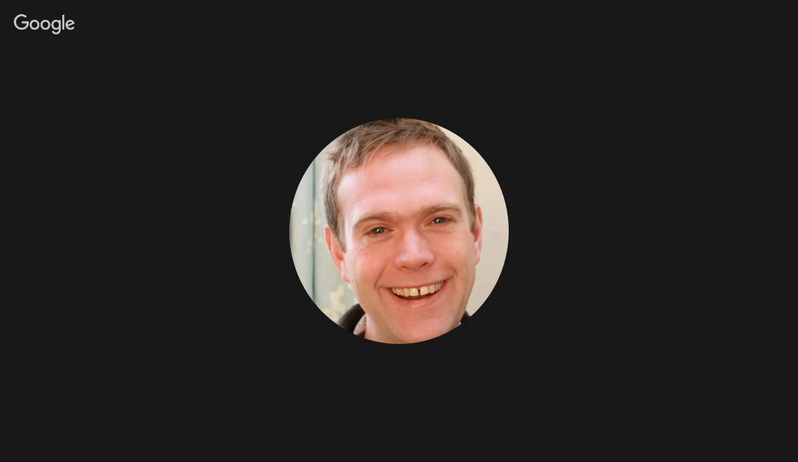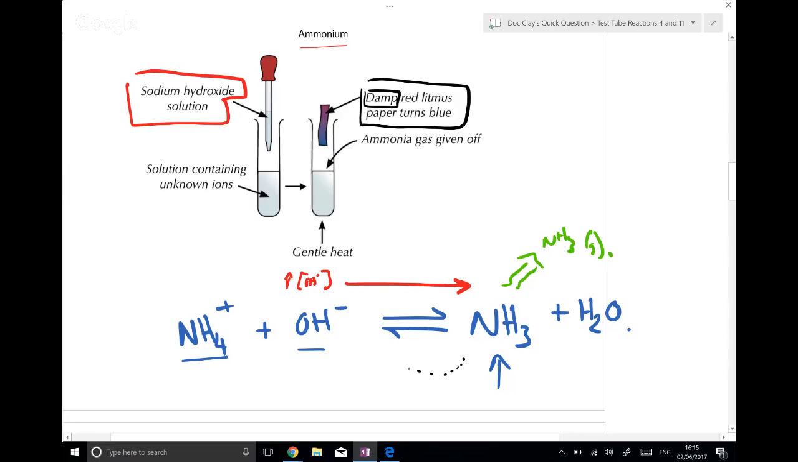If it's alkaline, the ammonia dissolves into the moist red litmus paper, and the equilibrium goes back in the other direction, causing the red litmus paper to turn blue. So that there is our test for ammonium, and those are the two key tests that they want us to know about for group 2s and ammonium ions.